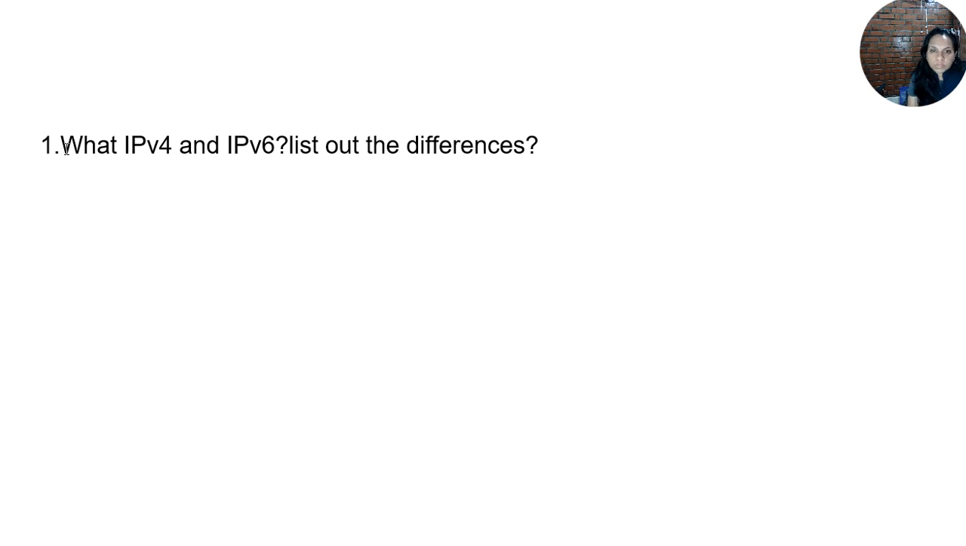Now there is a small homework: you have to find out the differences between IP version 4 and IP version 6.